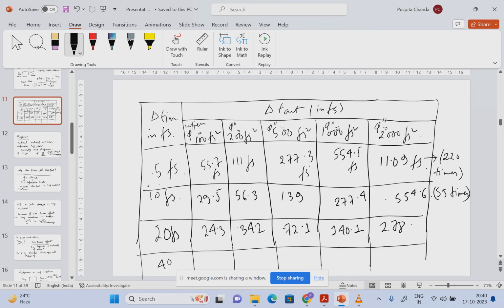For 40 femtosecond, this number is 40.6, 42.3, 52.9. This is almost 14 times.